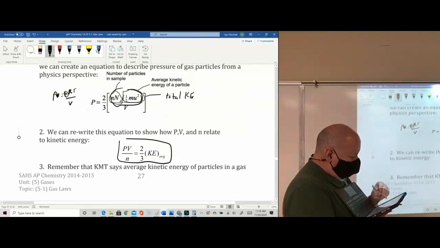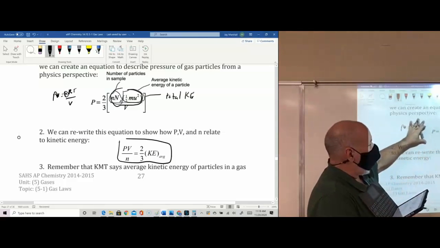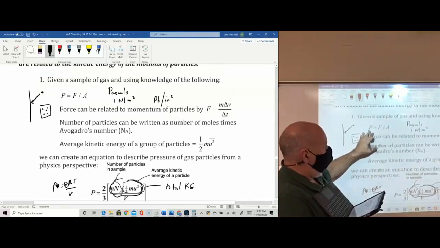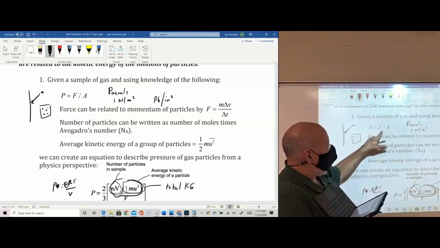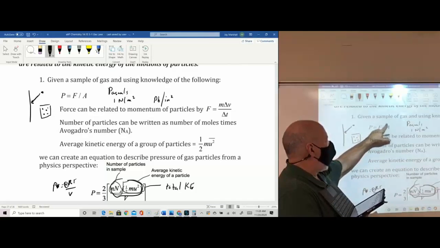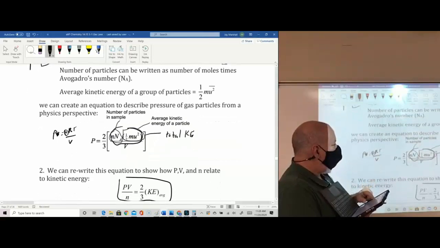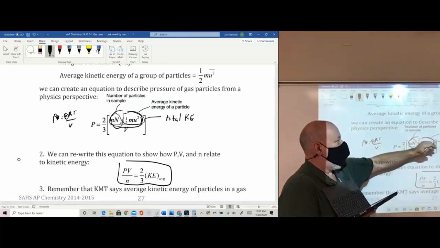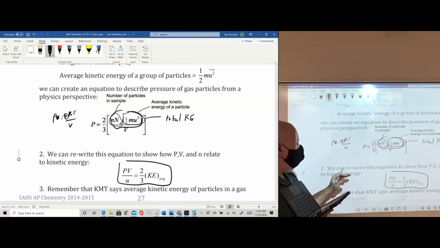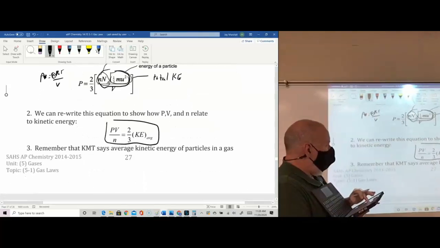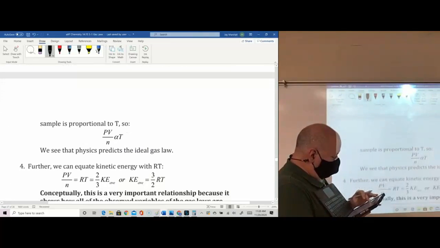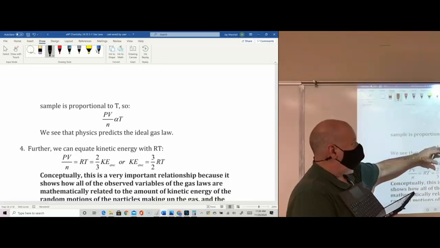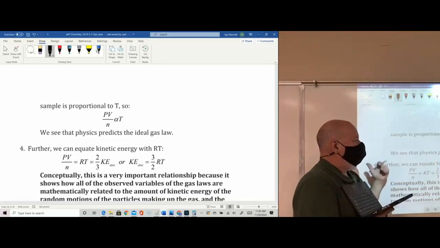Another point to all of this is that this is all a physics derivation of this law. I started with a physics definition of pressure, and I added a bunch of stuff in for force and area. I continued to recognize that all of this stuff is just the physics part of things. I've added in the kinetic energy. And so we end up saying that since we get this from physics, well, that's the same thing in chemistry, right? That's our ideal gas law. So physics actually predicts the ideal gas law.